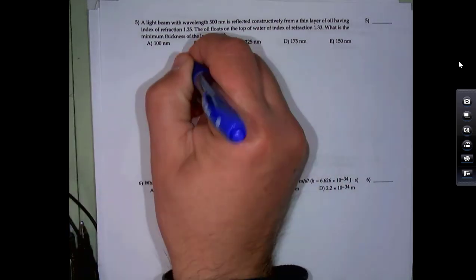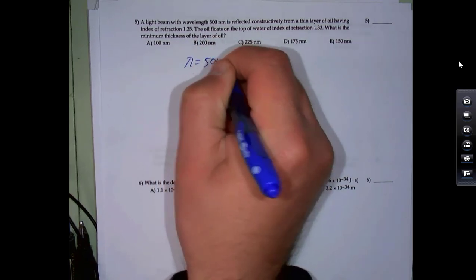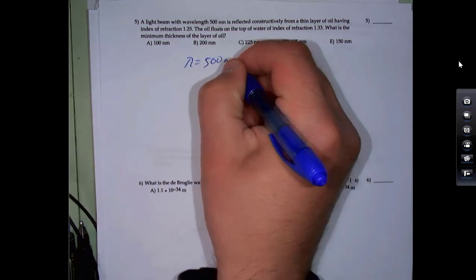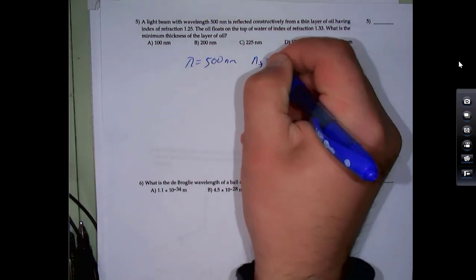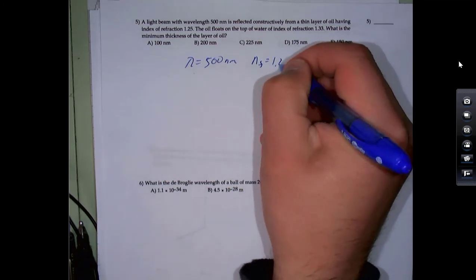Okay, so here we have a thin film problem. A light beam, wavelength 500 nanometers. Okay, so that's the wavelength in a vacuum. That's not the wavelength in the film, but just keep that in mind. Reflected constructively from a thin layer of oil having an index of refraction of the film, 1.25. The oil floats on water that has an index of refraction of 1.33. What is the minimum thickness of the layer of oil?